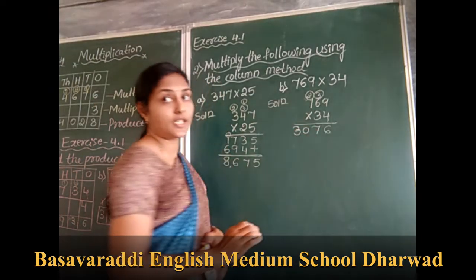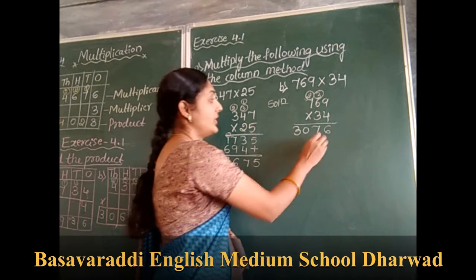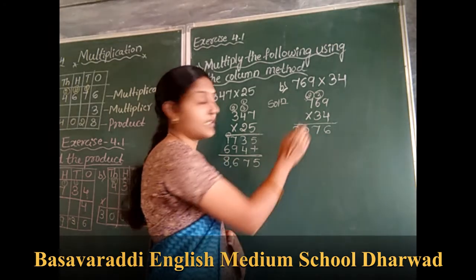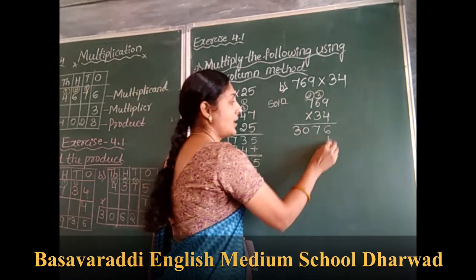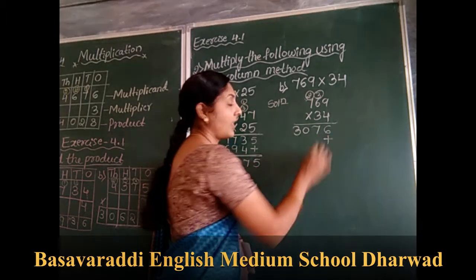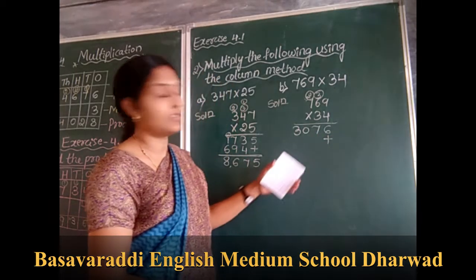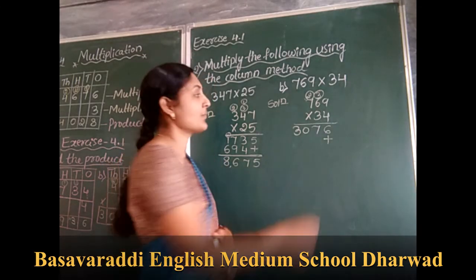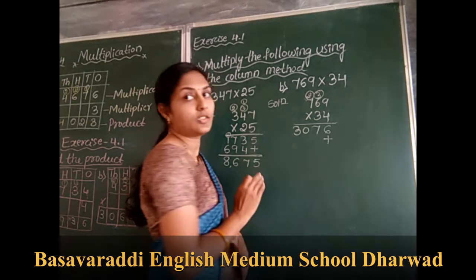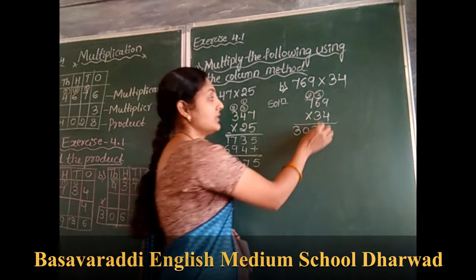So the ones place multiplication is finished. Next, move to the tens place multiplication. So we have to insert the 0 in the ones place. Then do the tens place multiplication there.